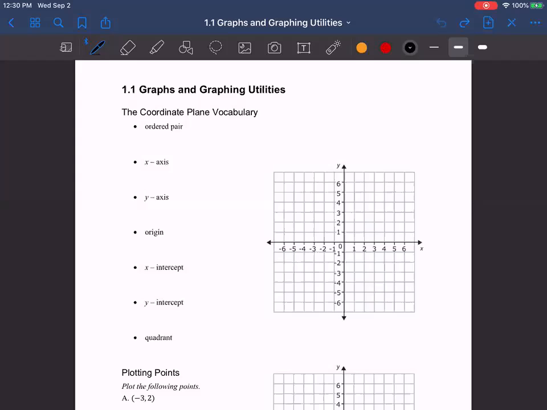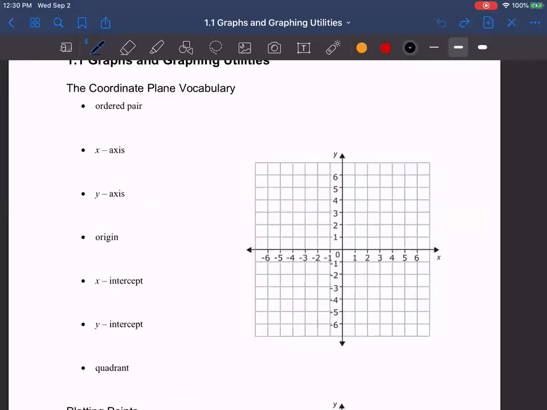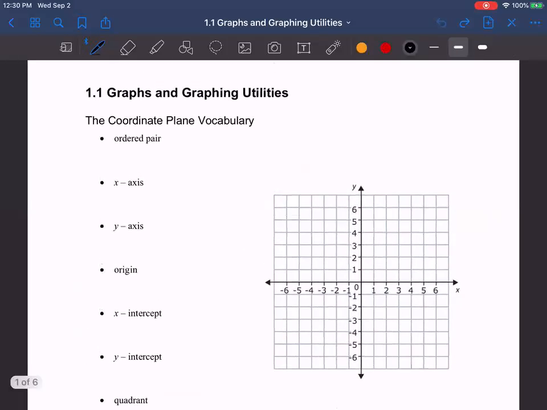All right, so what we have here is section 1.1, graphs and graphing utilities. What we're going to do is start with talking about the coordinate plane. Hopefully most of this is just a refresher on things that you knew from the past already, and it's more of just a review than new information.